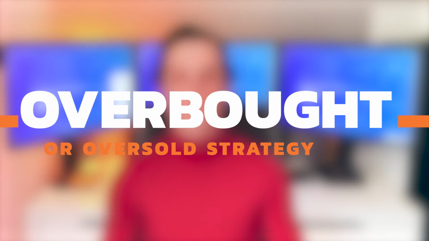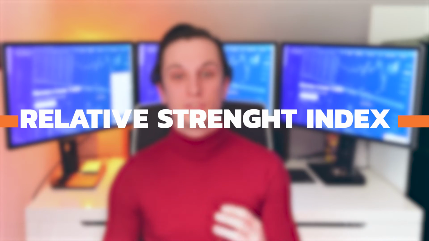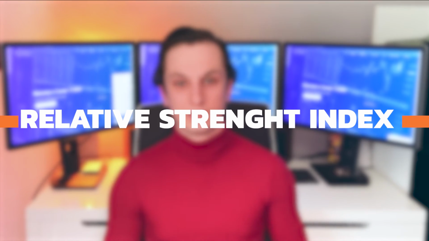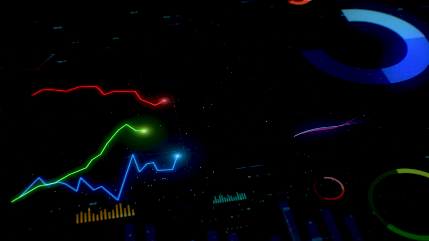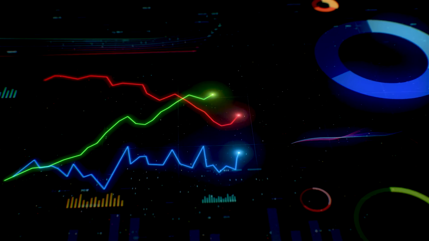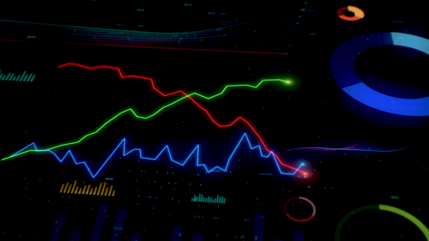And our last strategy for today is the overbought or oversold strategy. The strategies that I've mentioned so far have been based on chart patterns and the use of support and resistance levels, but our last strategy takes more of a mathematical approach. It is using something called the Relative Strength Index, or RSI. This belongs to a family of indicators called oscillators. They're so called because they oscillate as the markets move. They go up and down.